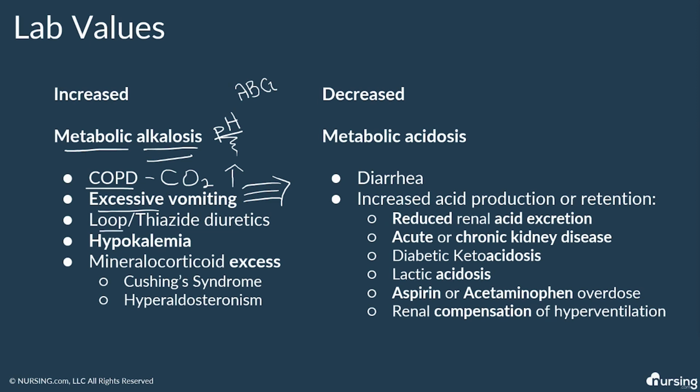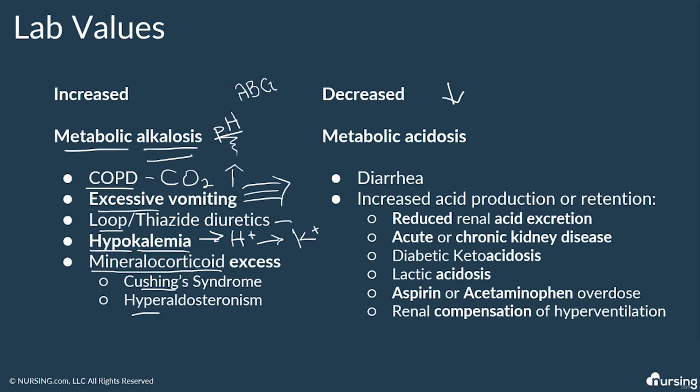Loop and thiazide diuretics also affect the acid-base balance and the kidney's production of bicarbonate. In hypokalemia, this is evident because H+ or hydrogen shifts intracellular when hypokalemia is present, when all of that K is also going into the cell. And so therefore, we're in an alkalotic state. It's also going to be increased if there's an excess of mineralocorticoids like Cushing's syndrome or hyperaldosteronism.